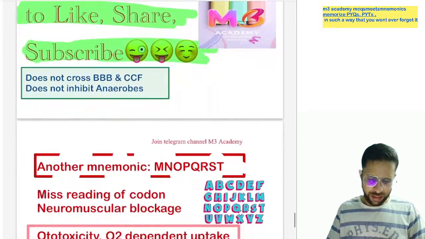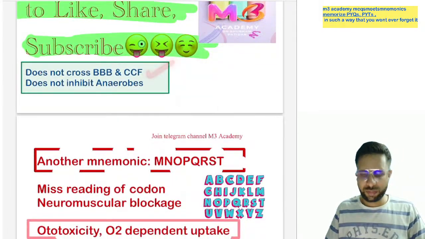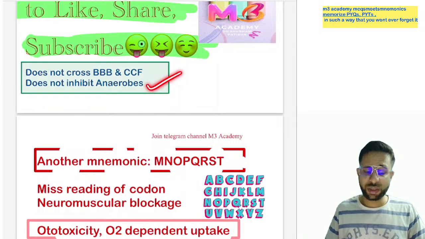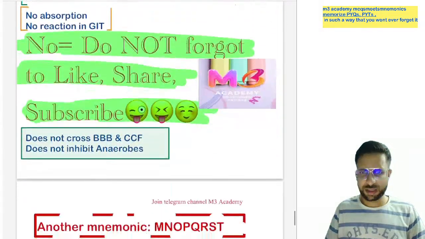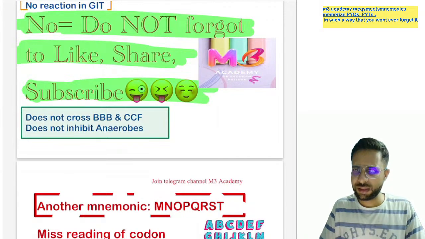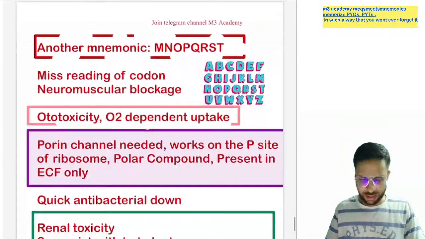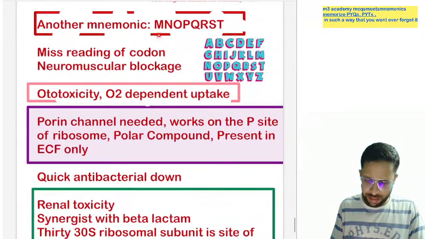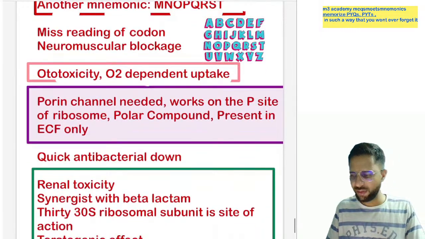Yes, and also it does not cross the blood-brain barrier, CSF, and does not inhibit anaerobes. Yes, so this is the decoding of the full form of aminoglycoside. You can practice after this session and make your own flashcard. Yes, so another mnemonic is MNOPQRST. Yes, this is an alphabetic mnemonic.